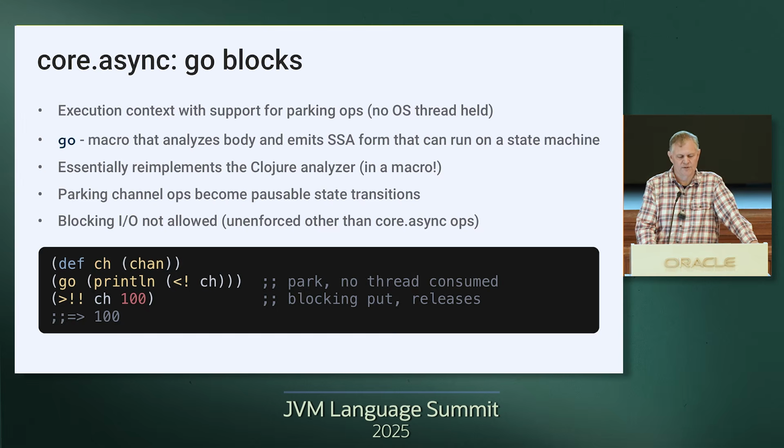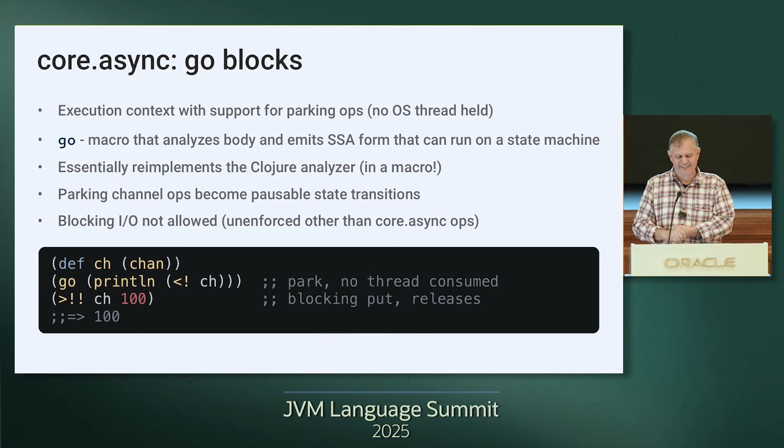And when it encounters a parking operation, if it can complete that parking operation, it will just continue executing. Otherwise, it can actually park and basically unbind from the thread and save that state to be able to run when the parking operation can succeed later on.